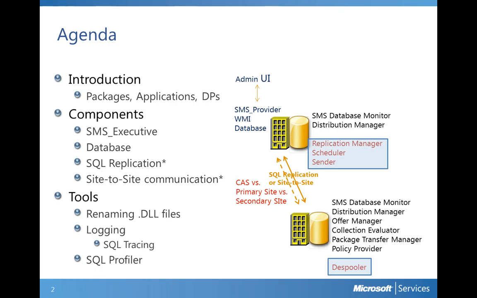A few of the components involved in package deployment that we'll work with in this discussion: SMS Executive is certainly the driving component. It is the major service that runs on Configuration Manager site servers, and various components within the SMS Executive play key roles for package distribution, moving around package content. The database also plays a very key role in moving content back and forth. On the right-hand side, this diagram gives you a flavor of what we're going to be looking at and what components get involved.